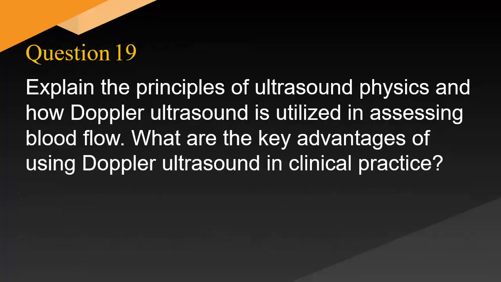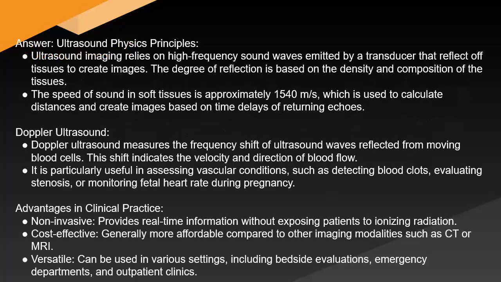Explain the principles of ultrasound physics and how Doppler ultrasound is utilized in assessing blood flow. What are the key advantages of using Doppler ultrasound in clinical practice? Answer: ultrasound physics principles. Ultrasound imaging relies on high-frequency sound waves emitted by a transducer that reflect off tissues to create images. The degree of reflection is based on the density and composition of the tissues. The speed of sound in soft tissues is approximately 1,540 meters per second, which is used to calculate distances and create images based on time delays of returning echoes.